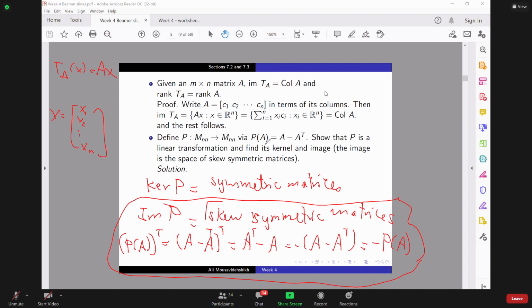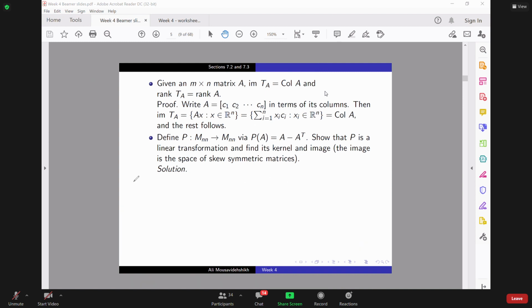Well, what are the matrices that go to zero? If P of A equals 0, then A minus A transpose equals 0. A matrix is in the kernel if and only if P of A is 0, which is equivalent to saying A minus A transpose is 0, which is equivalent to saying A equals A transpose, i.e. A is symmetric.